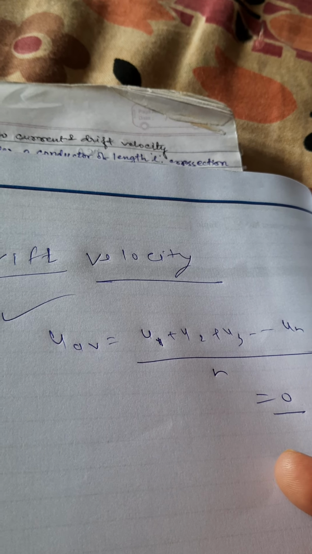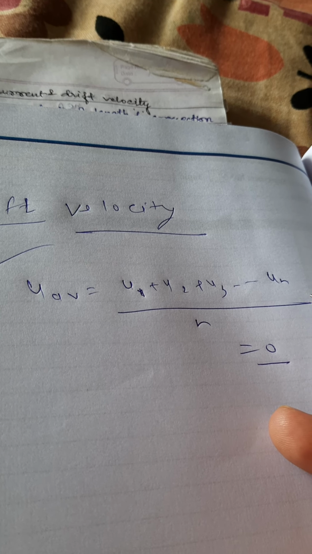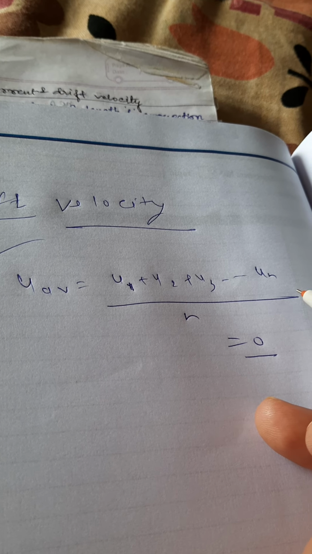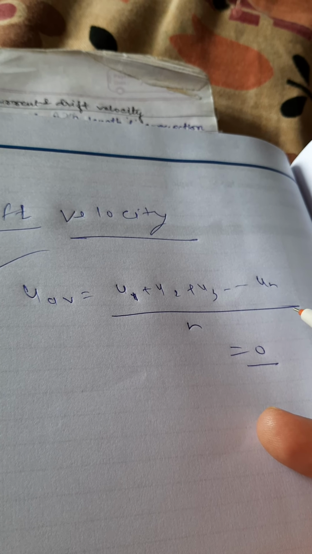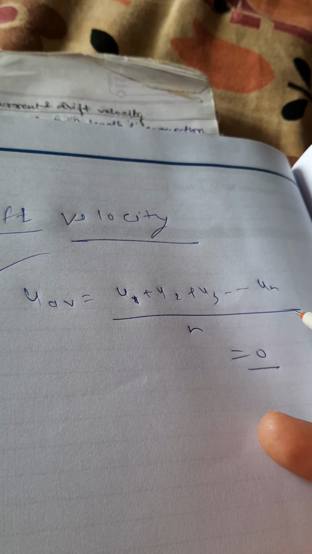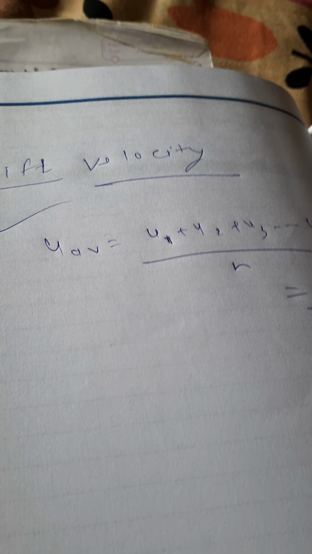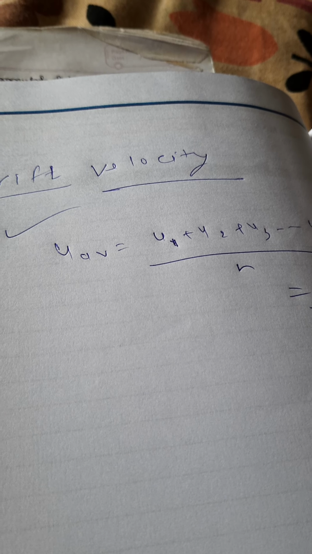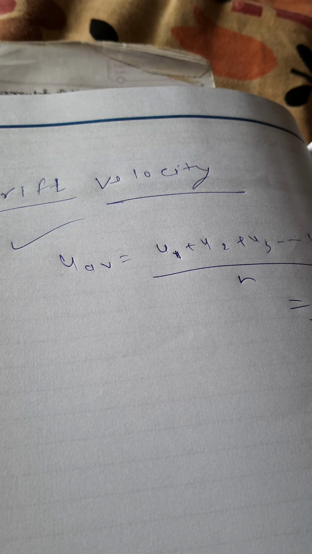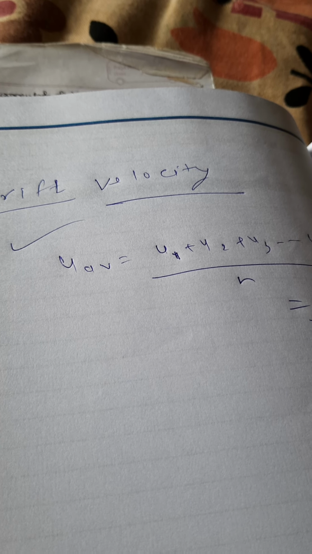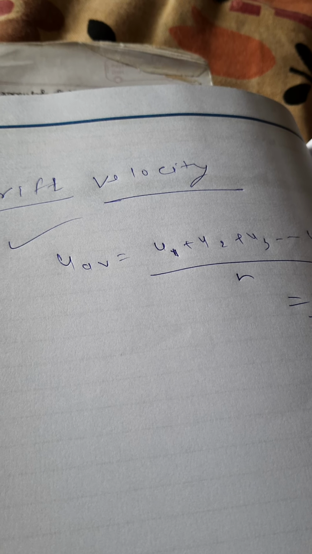Where u1, u2, u3 and un are the thermal velocities of the free electrons and n is the total number of free electrons. When an electric field is applied across the conductor, the free electrons accelerate in the direction opposite to the direction of the applied field, right?